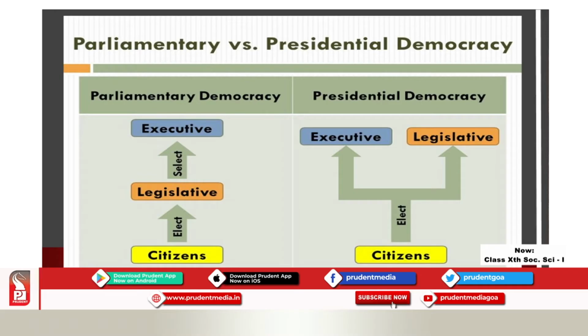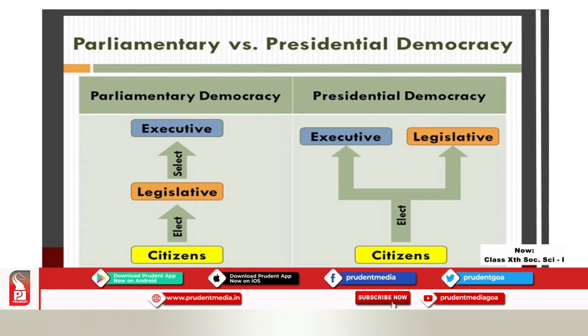So, the citizens of any country elect the legislature, meaning they elect their representatives who form the legislature. Now, this legislature in return elects the executive, meaning they elect the ministers who make the executive. Hence, these executives are responsible to the legislature.